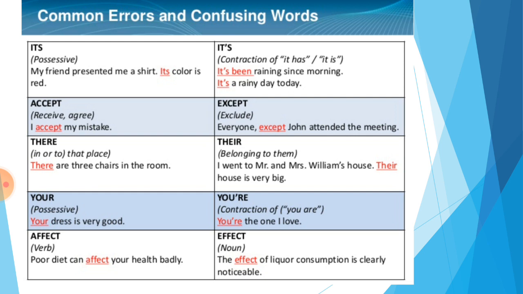Your and you're. Okay, your is possessive. Your dress is very good. And you apostrophe RE is a contraction of you are. You are the one I love.